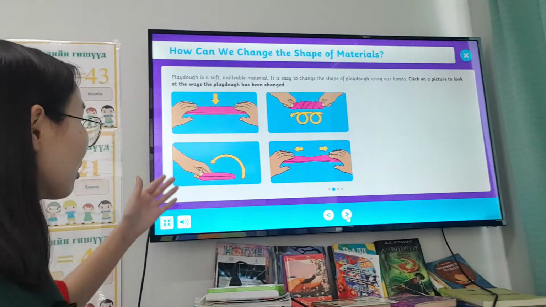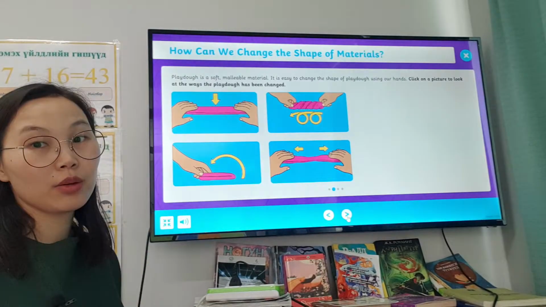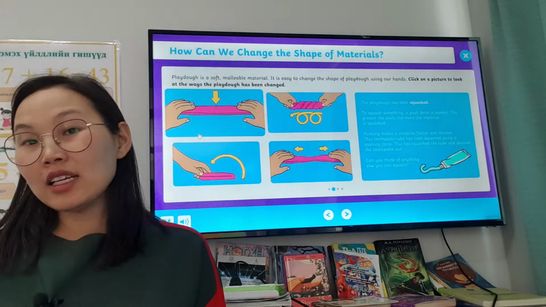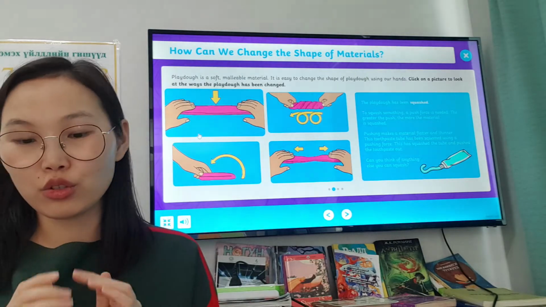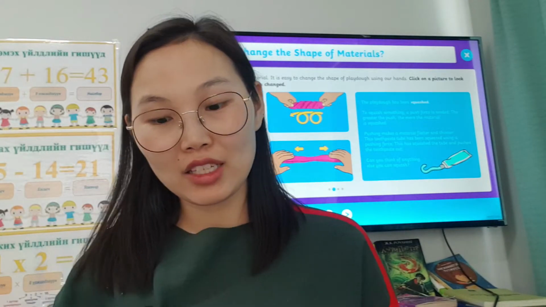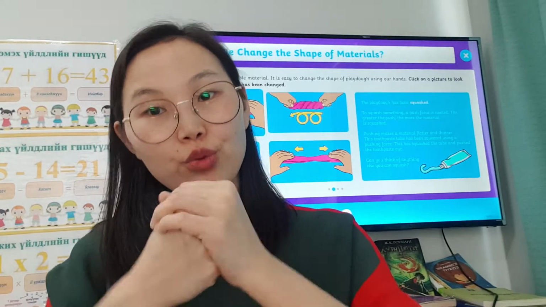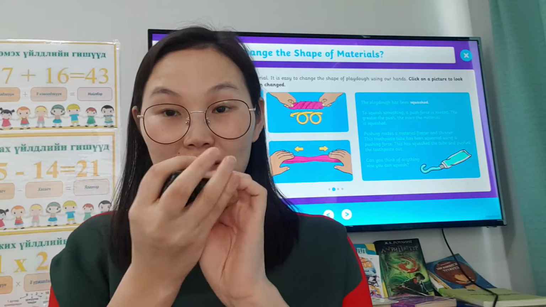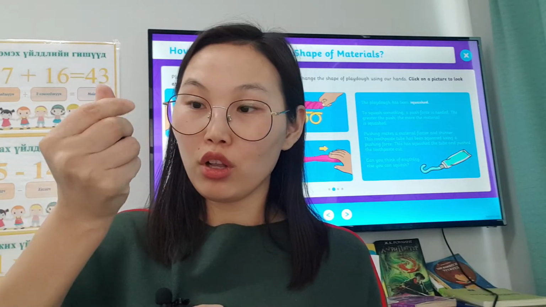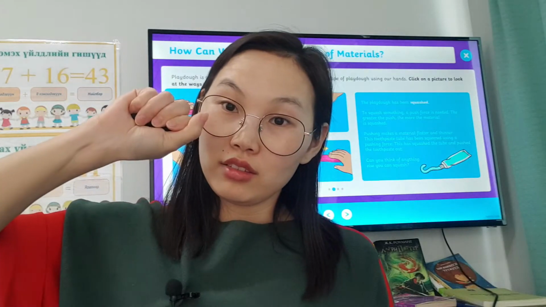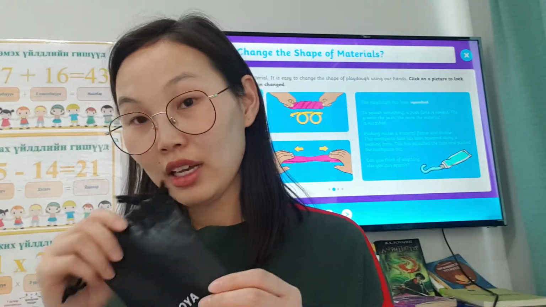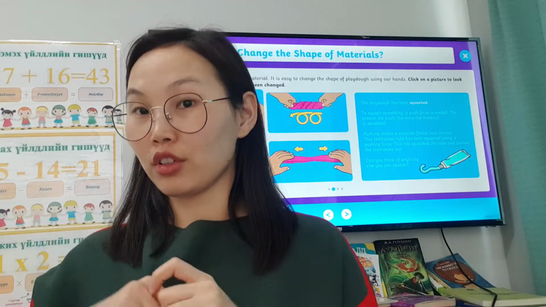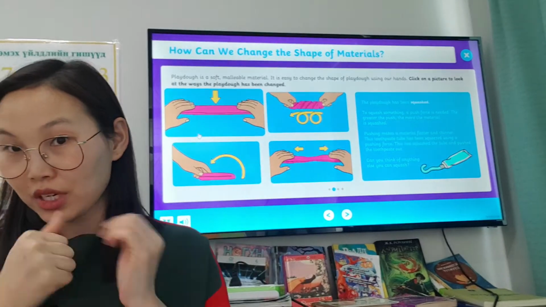Okay, so there are these 4 ways we can change the material. First one is called squashing. You make something smaller by squashing it. Let's squash this bag into small. Yes, now the bag is small and it's just in my hand, right? So I can squash it. That's the word for squashing, making things smaller by pressing it.